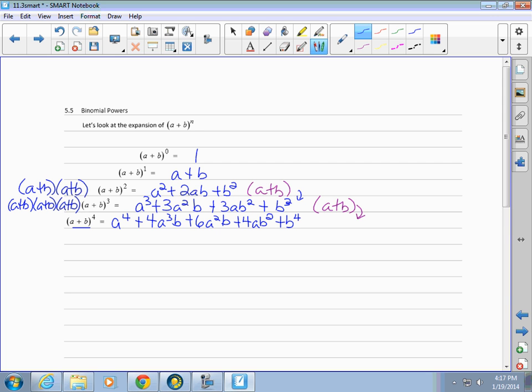Okay, so that's just by multiplying each of those terms by a and then multiplying by b and collecting my like terms. So what we notice here, and if you can see, it's almost making a triangle of its own. If you think of Pascal's triangle, it goes 1, 1, 1, 2, 1, 1, 3, 3, 1, 1, 4, 6, 4, 1, right?